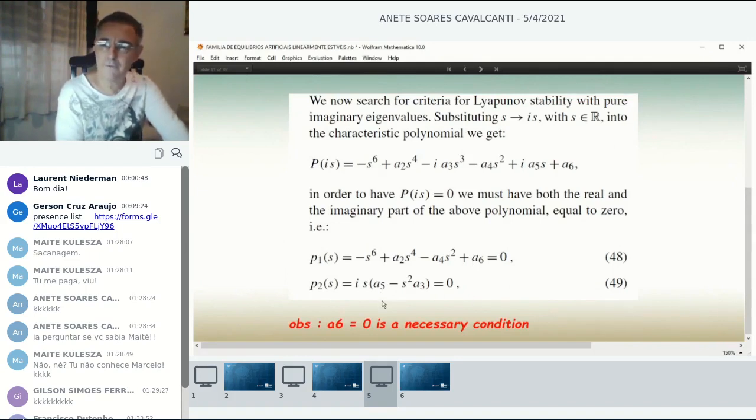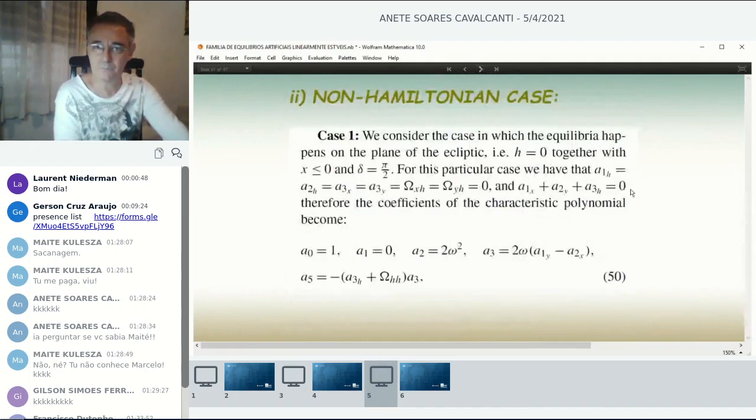So you see here a necessary condition for the equilibrium, because P2 has an s over here, so 0 is a root of the polynomial P2. In order to have coherence of the equilibria, we must have s equal to 0 be a zero of the polynomial P1 as well. So we must have this coefficient A6 be 0 also.